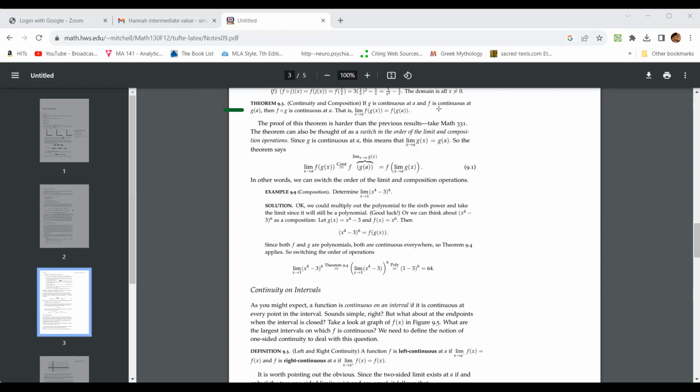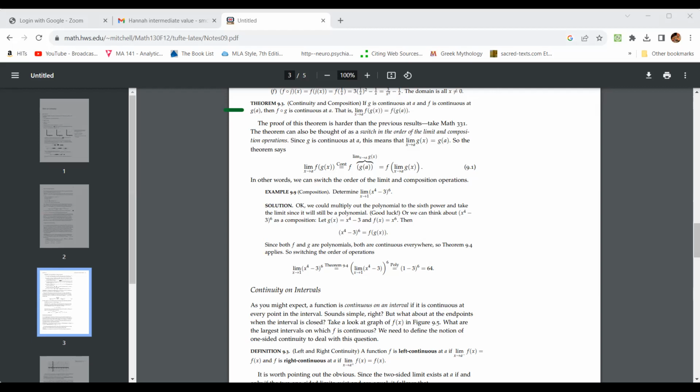and F, the outside function, is continuous at the output from G of A, right? In other words, you evaluate G of A, and you plug that output into F. If F is continuous at the output of the inner function, then the composition is continuous at A. That's actually what this is saying.